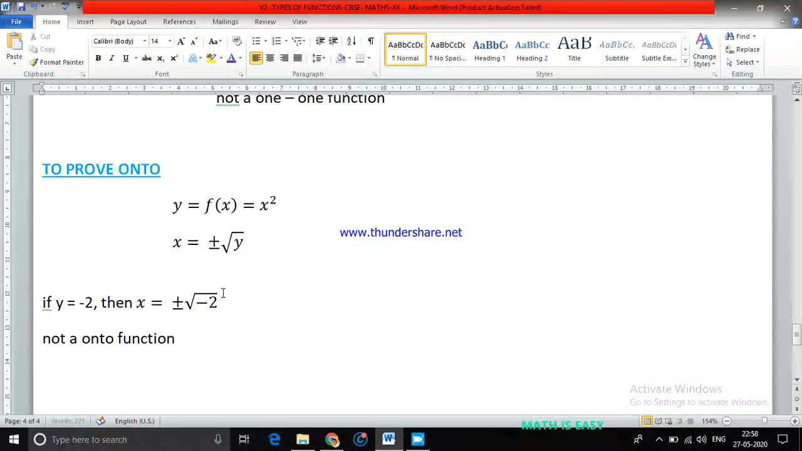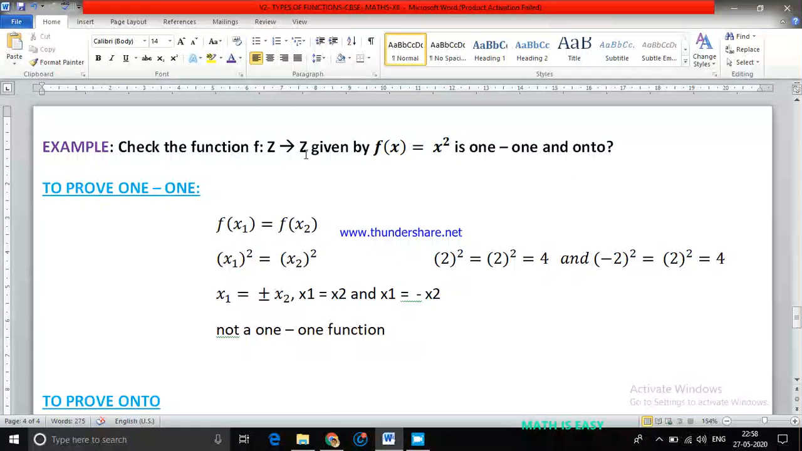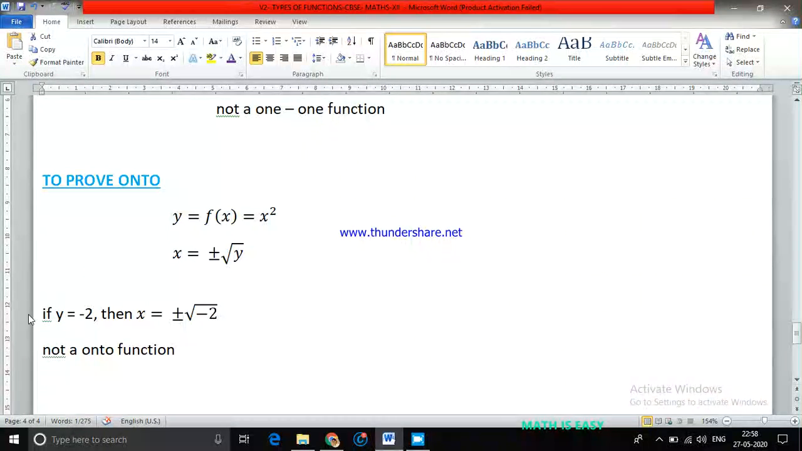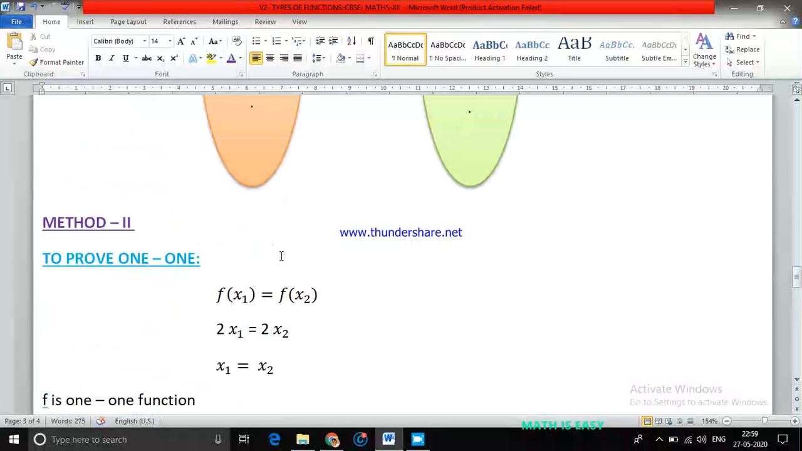Clear? So how to decide? If the function is defined from Z to Z, that means the y value has to be an integer. So whatever example you are considering here, that has to be an integer y value, and the corresponding x value which you get also has to be an integer. If it is not an integer, then it is not an onto function. Is that clear?